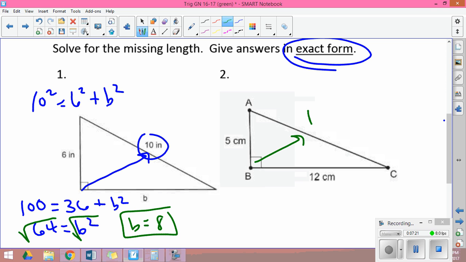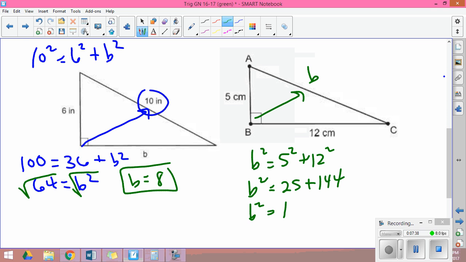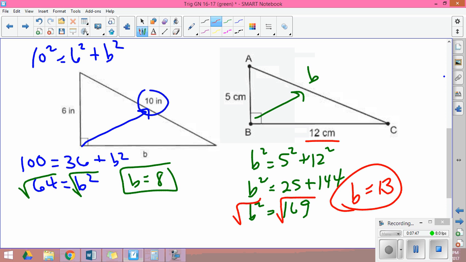Here, lowercase b is the side I'm missing. That is the hypotenuse, so I have b squared is equal to 5 squared plus 12 squared. I have b squared is equal to 25 plus 144. B squared is equal to 169. Go ahead and take the square root of both sides. B is 13. That works great because it is bigger than all of the sides. And that's what we need to have happen for our hypotenuse.